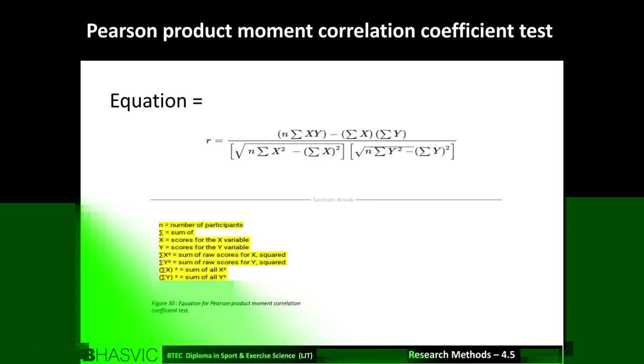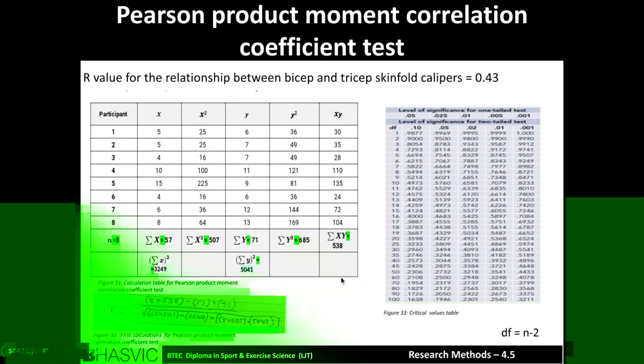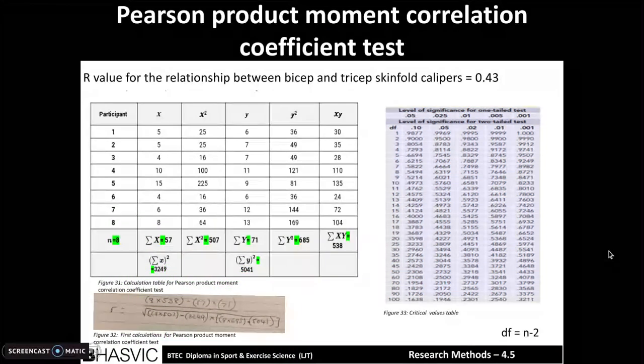Whatever hypothesis the researcher used, they would always use the standard level of significance, which is that P has to be below 0.05. Once I had the initial calculation shown above in figure 32, I broke it down into smaller calculations. I calculated 8 multiplied by 538, which equaled 4,304. Following on from this, I did 57 multiplied by 71, which gave me 4,047.